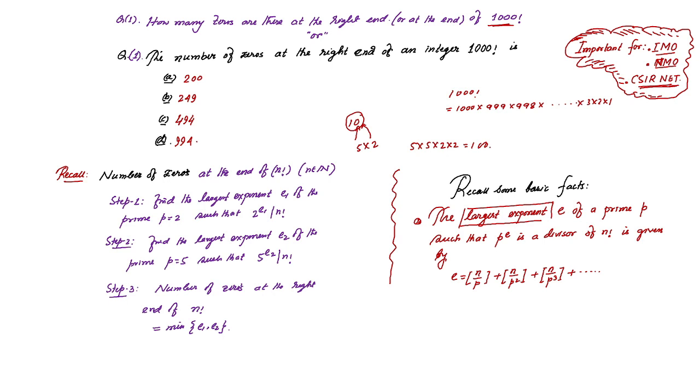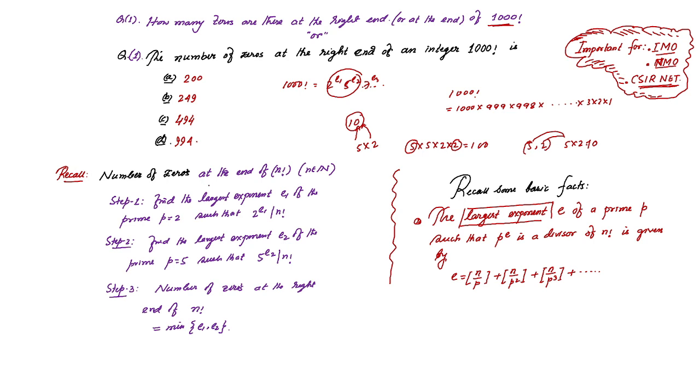So the number of zeros at the right end depends on two prime numbers: one is 5 and another is 2. If we multiply this pair 5, 2, we get one 0 at the right end. That's why you need to think about the largest exponent of the prime 2 as well as the largest exponent of the prime 5. So we need to think about how many 2 to the power e1 and 5 to the power e2 are present in 1000 factorial. There may be another factor like 7 to the power e3, but we are interested in the first two terms, the exponents e1 and e2.